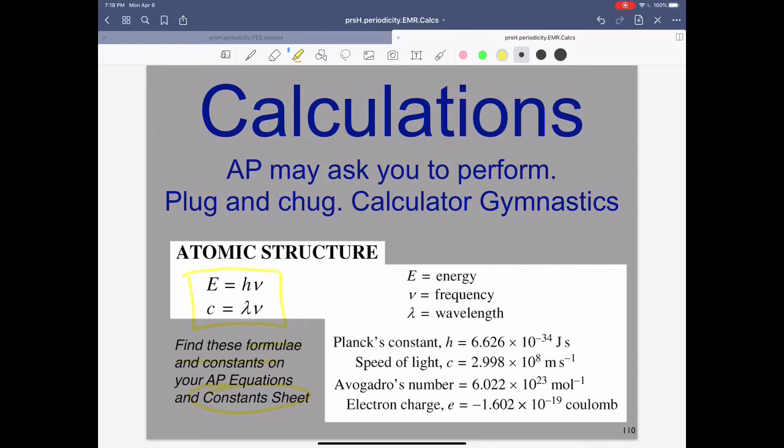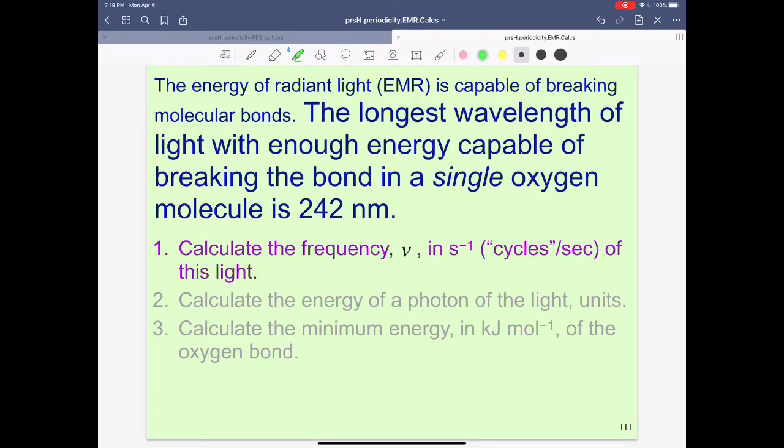Don't forget that you also have access to the meaning of all these units: frequency, wavelength, energy, and of course you see h, which is Planck's constant, and c, speed of light. Energy is often used to break molecular bonds, move electrons. Calculate the longest wavelength of light that would have enough energy to break the bond in a single oxygen molecule.